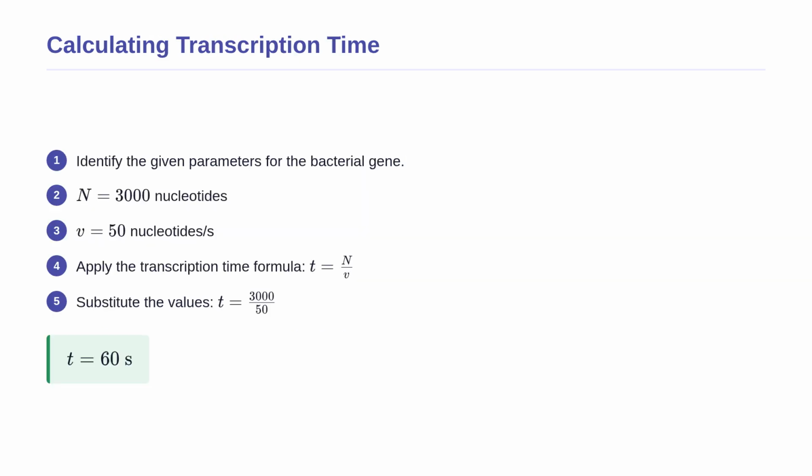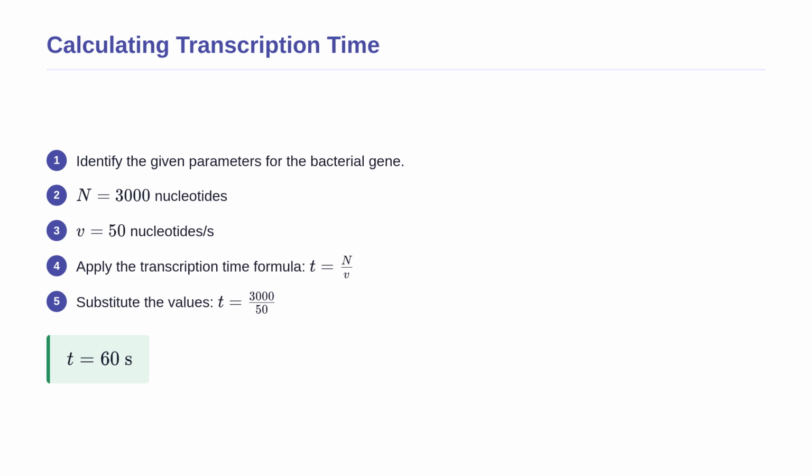Let us apply this formula to a real-world scenario. Imagine a typical bacterial gene coding for the enzyme beta-galactosidase, which is crucial for digesting lactose. We are given that the total length of this gene, N, is 3,000 nucleotides. We are also told that the bacterial RNA polymerase synthesizes RNA at a constant velocity, V, of 50 nucleotides per second. We need to find the total time, T.